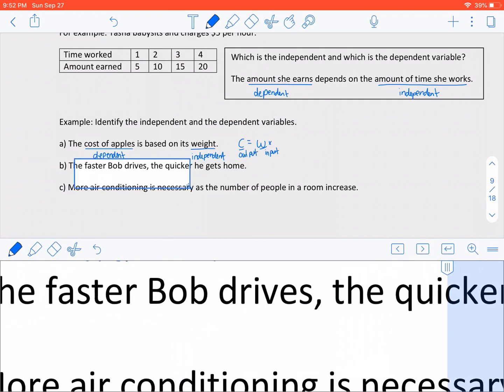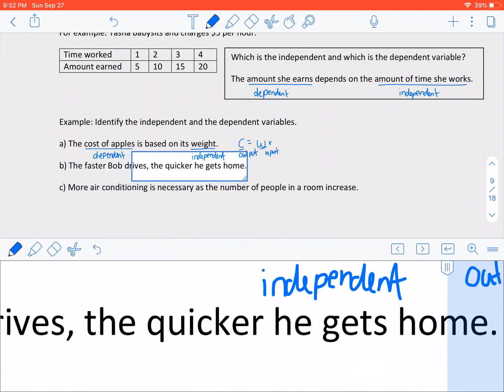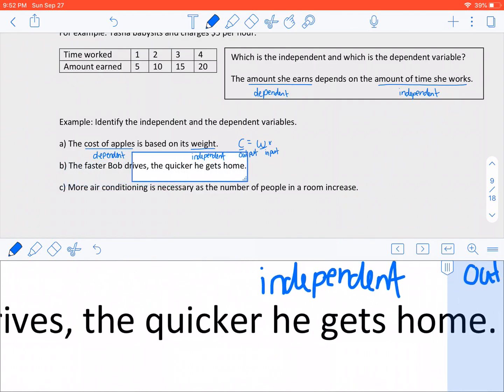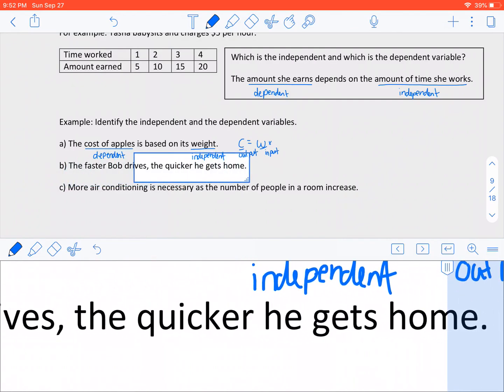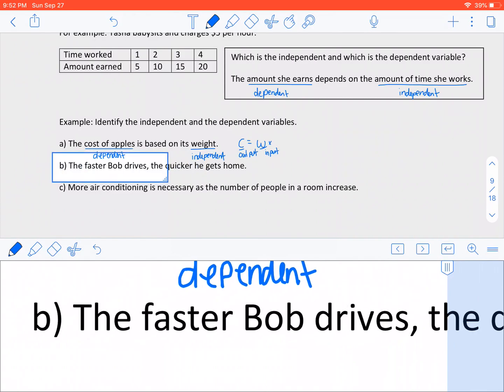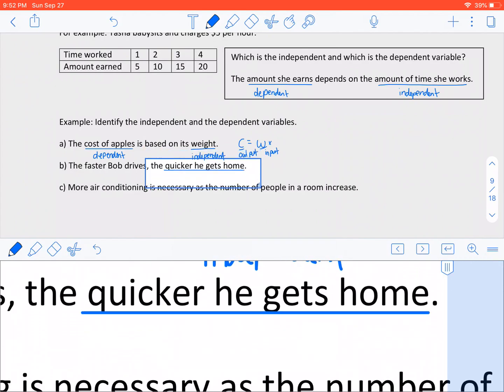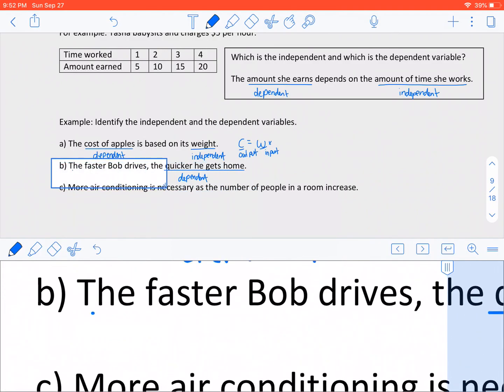The faster Bob drives, the quicker he gets home. So, does how fast he drives depend on when he gets home, or does when he gets home depend on how fast he drives? This, the quicker he gets home, is dependent on how fast Bob drives.